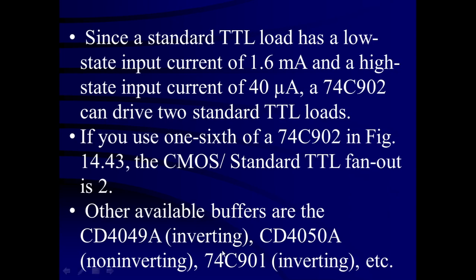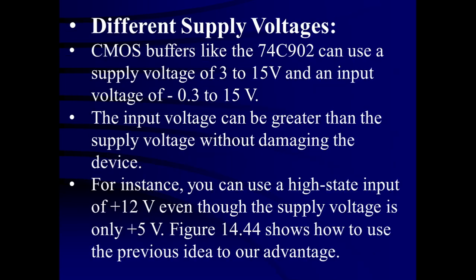Other available buffers are CD4049A, which is an inverting buffer, and CD4050A, which is going to be a non-inverting buffer. Inverting means a NOT gate will be there. Non-inverting means Y is equal to A will be there. And 74C901 is an inverting buffer. So such kinds of different buffer ICs are available, which have high state as well as low state output current capacity larger than normal CMOS ICs. So they can drive heavier loads compared to normal CMOS ICs.